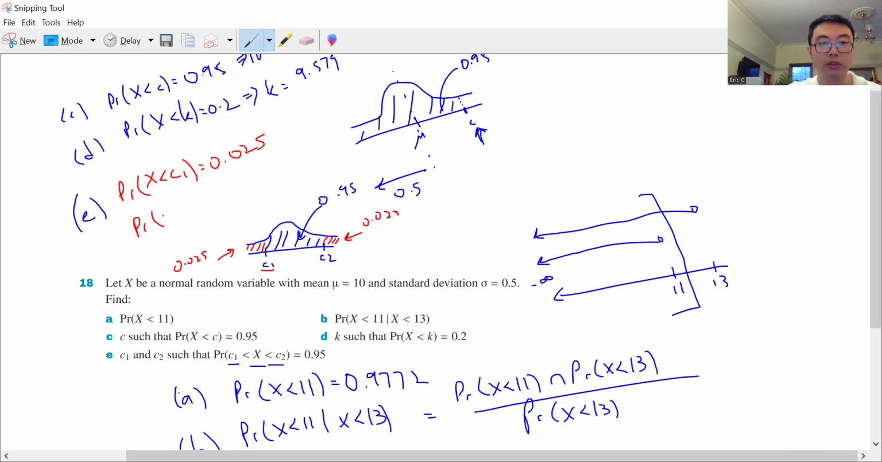And then to find C2 is basically X is less than C2. And that's going to be this area here of 0.95 plus this area here to find the inverse norm, and you get the C2. So the total area is going to be 0.975. So we use inverse norm for these two areas, and we're going to find C1 and C2 respectively.